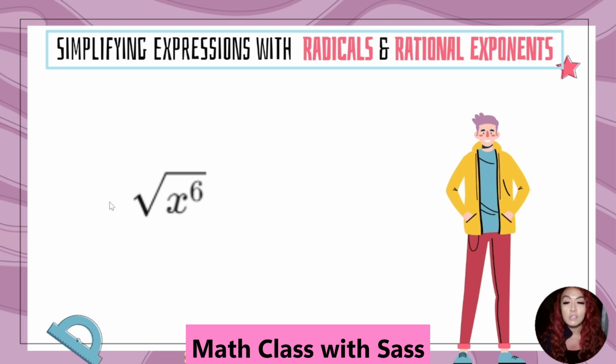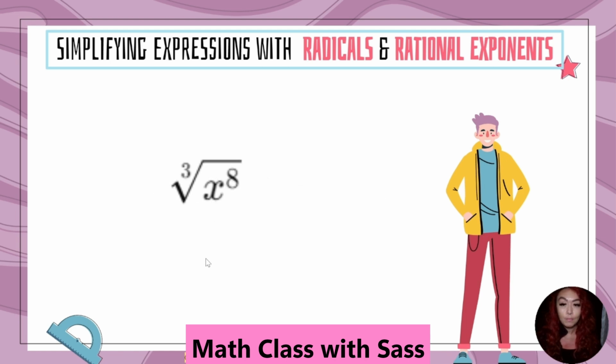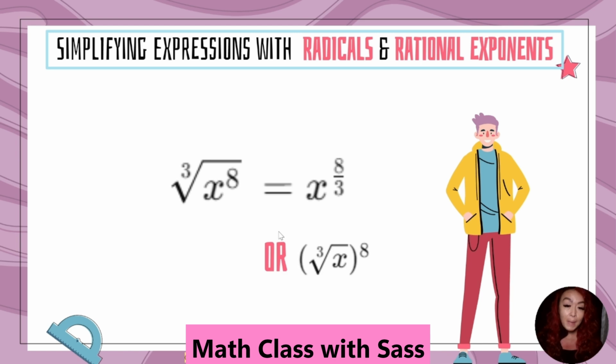So let's take a look at this one. We have the square root of x to the 6th power. We'll rewrite this as x to the 6 over 2. 6 over 2 is 3, so that becomes x cubed. The cube root of x to the 8th. Let's rewrite this as x to the 8 thirds. And I mean, that's really it. You can convert back to radical form as the cube root of x to the 8th power.